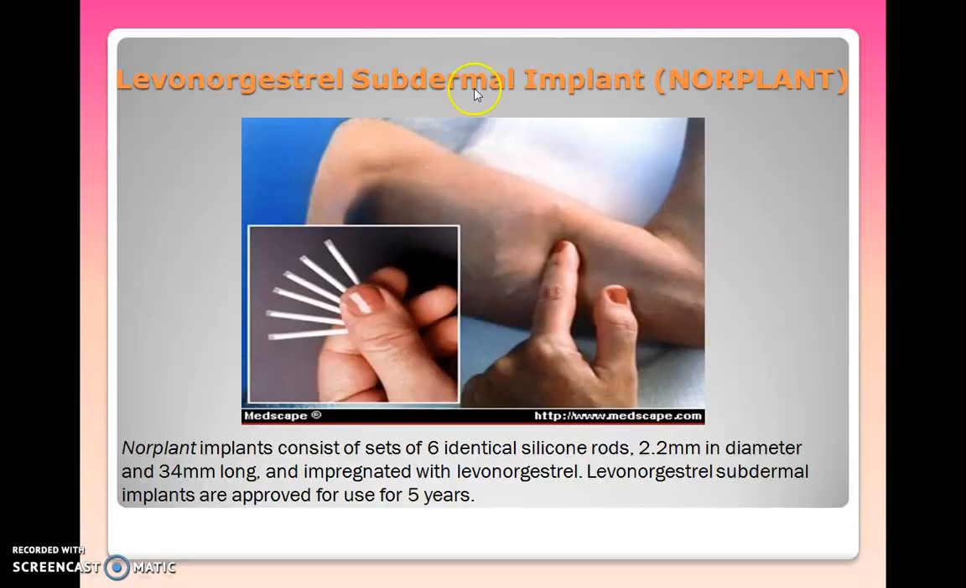The example of an implant system is Norplant. It is a levonorgestrel subdermal implant. Norplant implants consist of sets of 6 identical silicone rods which are 2.2 mm in diameter and 34 mm long and impregnated with levonorgestrel. Levonorgestrel is a subdermal implant that is approved for use for 5 years.